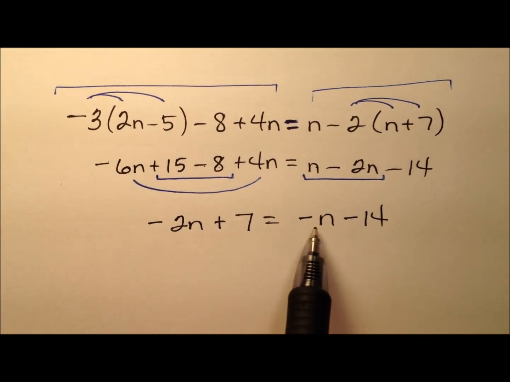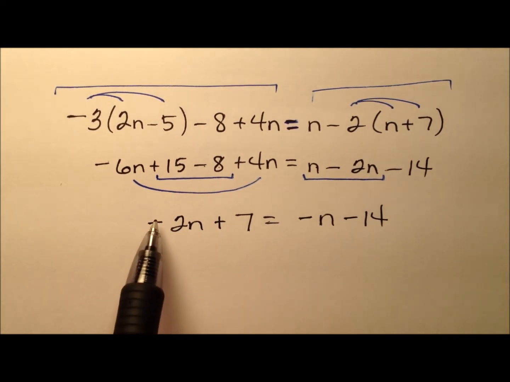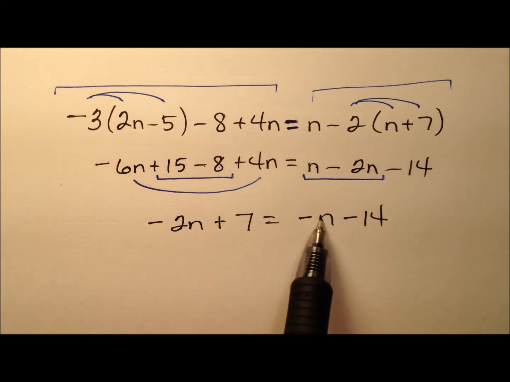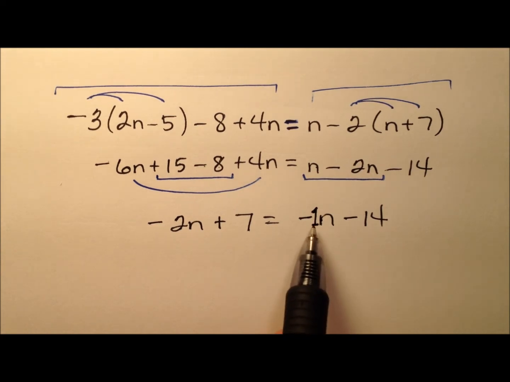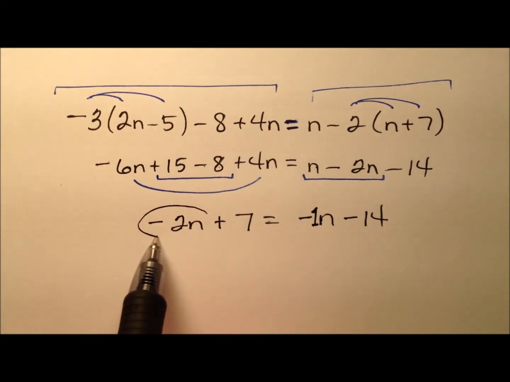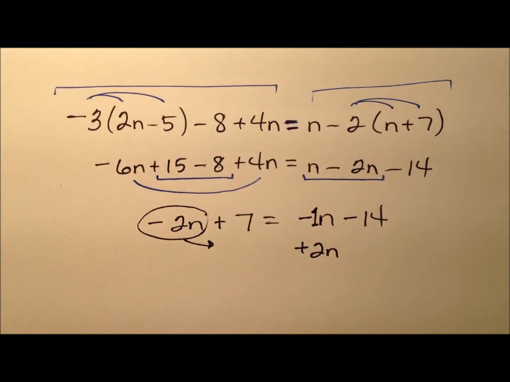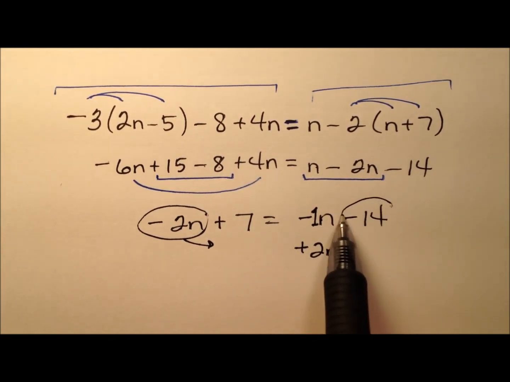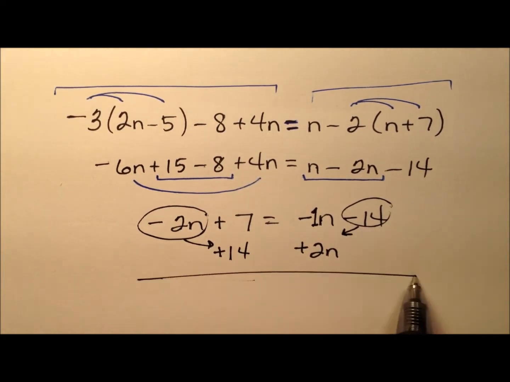So let's go ahead and put our variables on the right side, because when you look at the coefficients, I have -2 and -1. And of course, -1 is bigger than -2. It's further to the right on the number line. So we're going to take this -2n, and we're going to move him and make him a +2n. Similarly, we're going to go ahead and take this -14 and move him over and make him a +14.